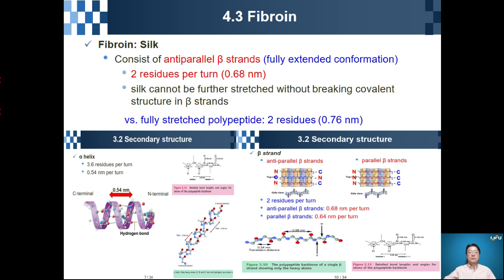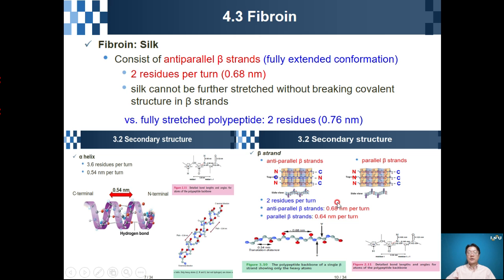Do you know why? Because we learned that alpha helix is composed of 3.6 residues per turn, so per turn they progress 0.54 nanometer. How about the antiparallel beta strands? This is the antiparallel beta strand: one strand starting from N to C, the other N to C, like this. Each turn is composed of two residues. Especially in antiparallel beta strands, 0.68 nanometer is progressed per turn.